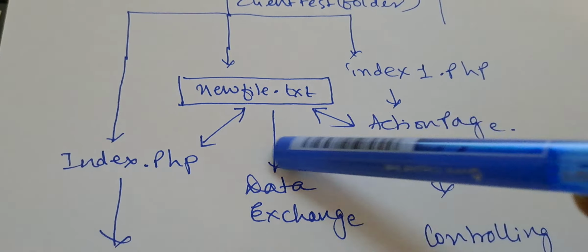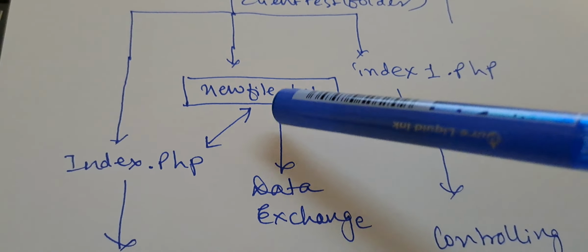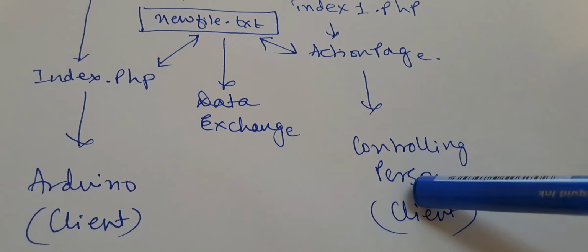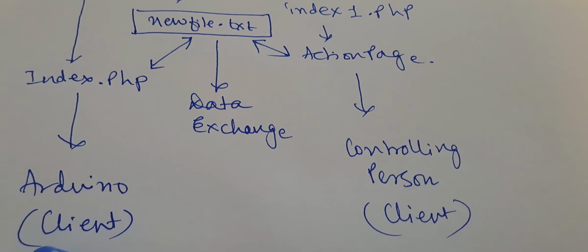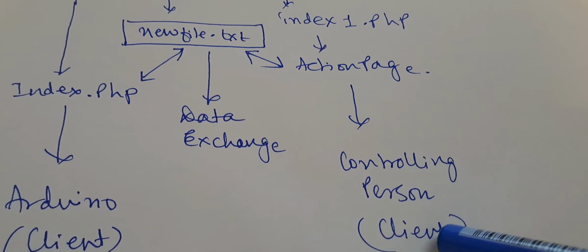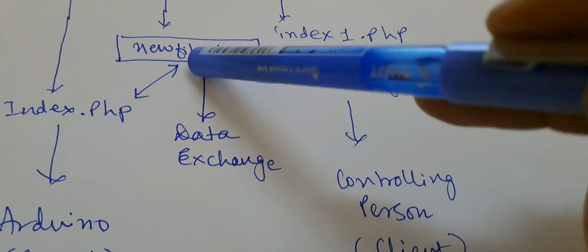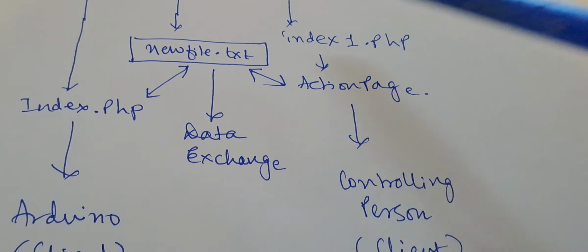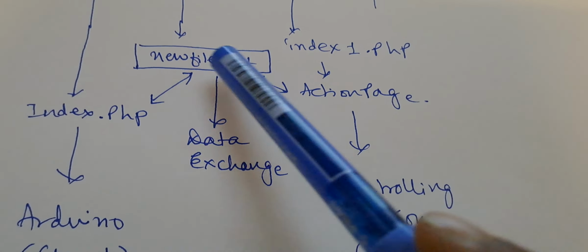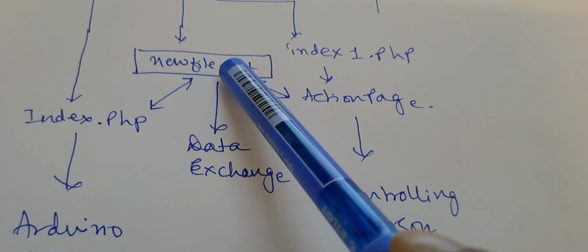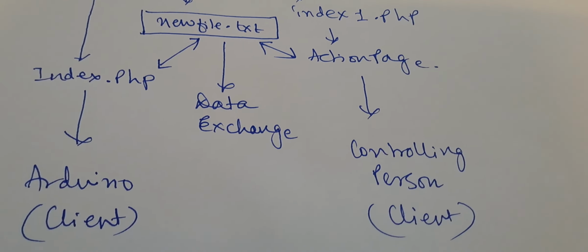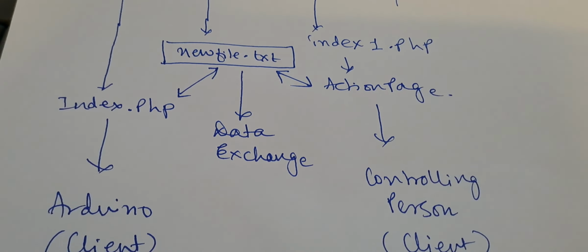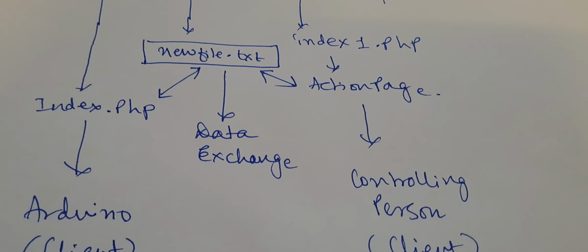This is a data exchange file. It is just a notepad file used for data exchange between two clients. This is the controlling person and this is the Arduino client. Whatever data this person sends will be stored here, and whatever data the Arduino sends will be stored here. So this file is used as a data exchange file between the controlling person and the Arduino client. It is a common file between both processes. I am going to show you now how things are working.